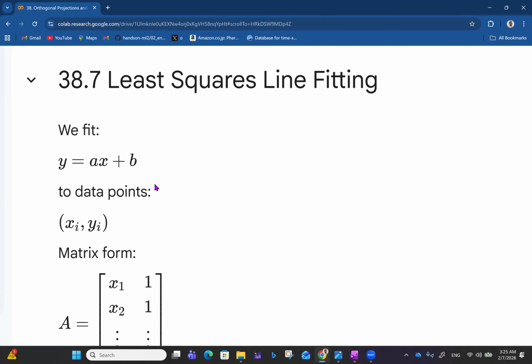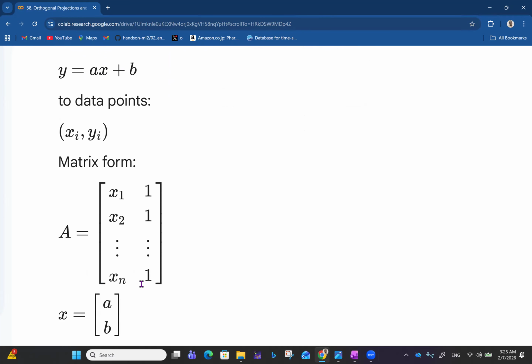So you have this line now and you have some data points. You want to fit it, and you don't have all the information. So data points x_i, y_i. First of all, you have the matrix form. The other time we just had 1, 1, 1, 1 all through.